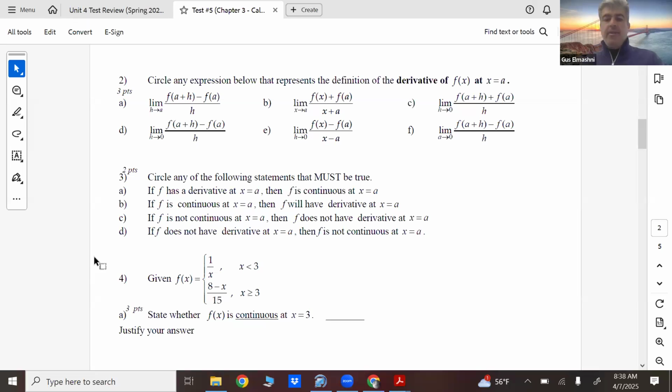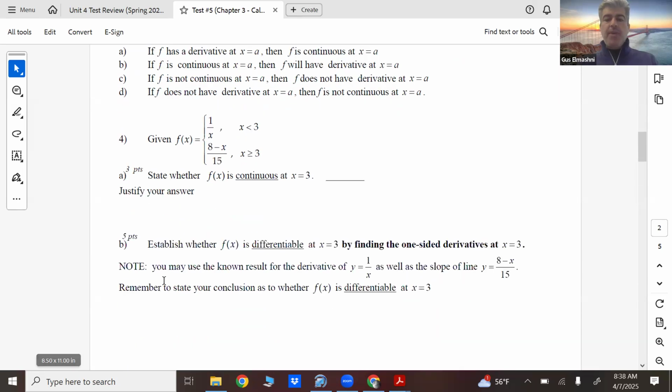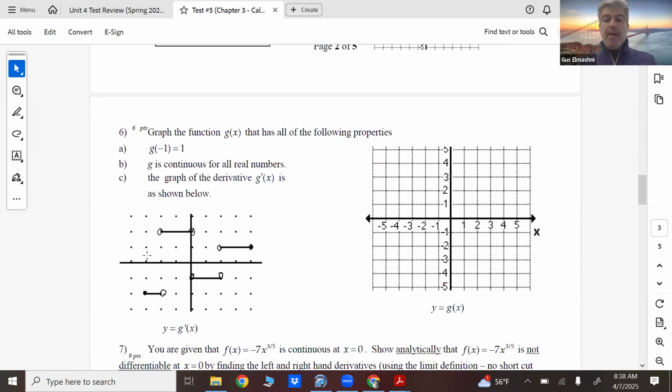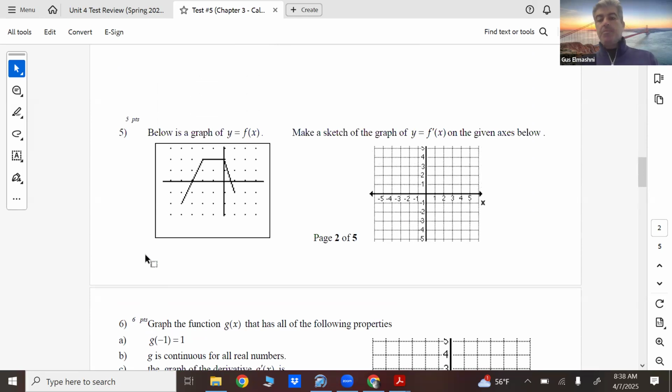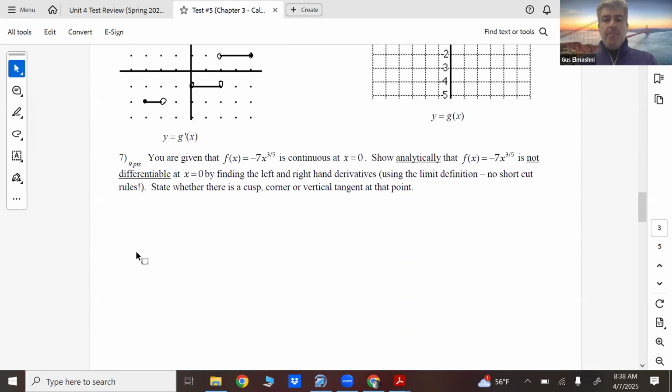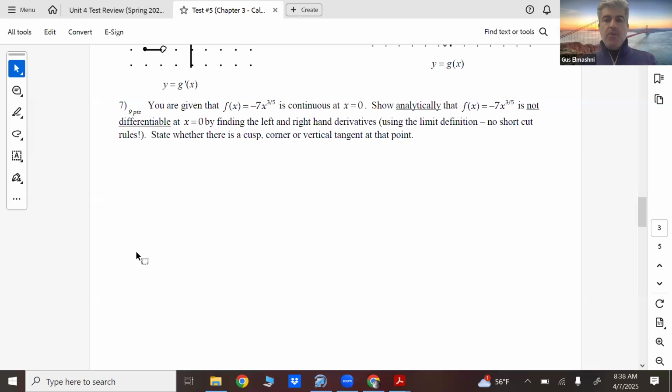Piecewise stuff, continuity, establishing differentiability, all that stuff there. Drawing the graph of the derivative, I'll ask that. If I give you the derivative graph, how to get back to the original. Stating whether something has a cusp, corner, vertical tangent.